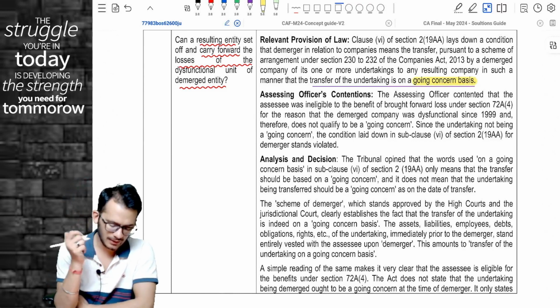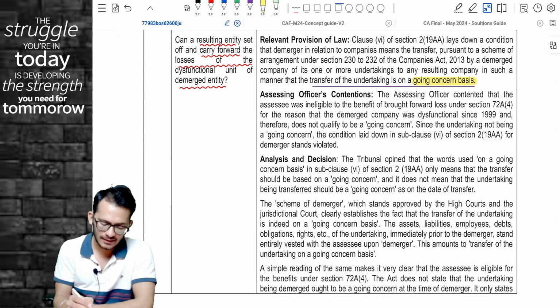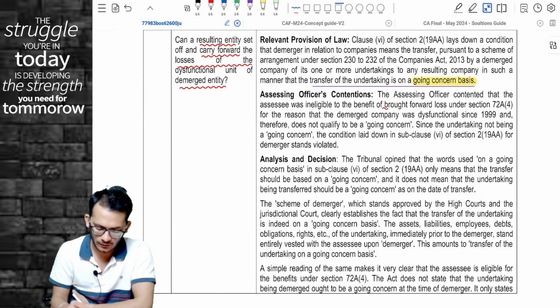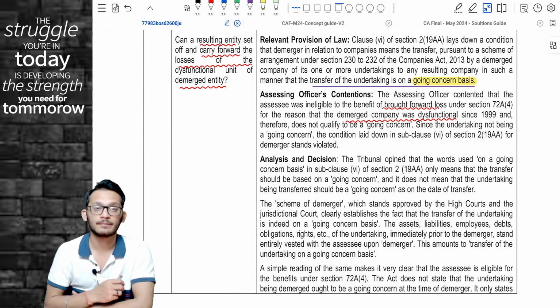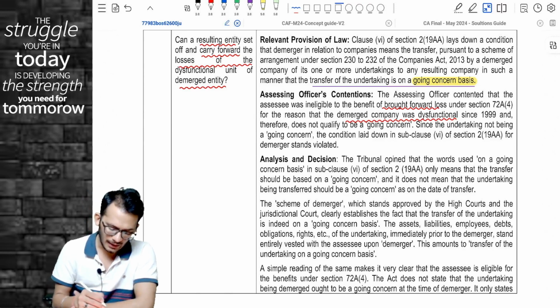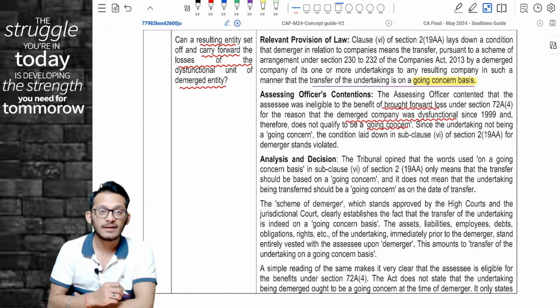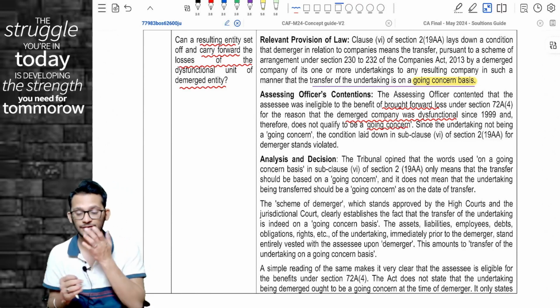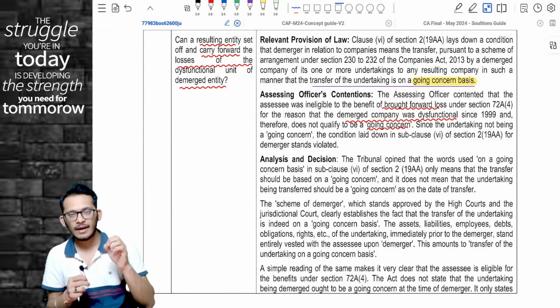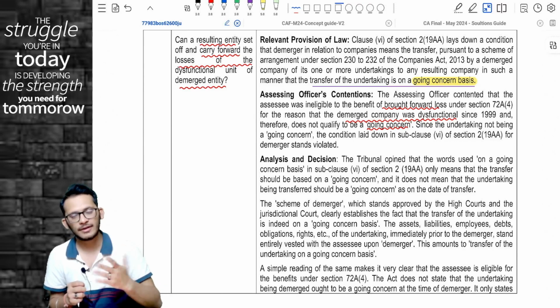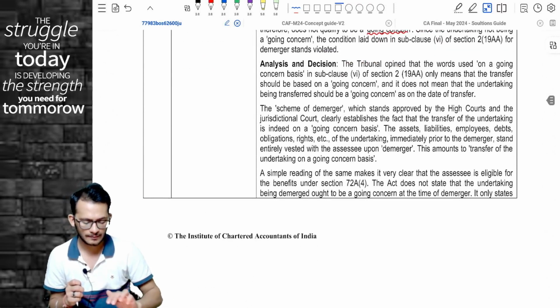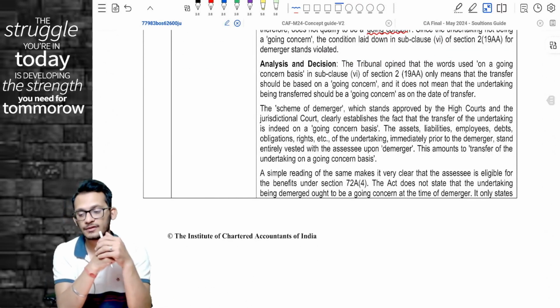The assessing officer has contended that the assessee was ineligible for the benefit of brought forward losses since the demerged company was a dysfunctional unit since 1999 and therefore could not qualify as a going concern. Since the undertaking is not a going concern, the conditions of 219AA are violated, and therefore the losses are not eligible for set off, is what the assessing officer says. Let's understand what the courts decided.